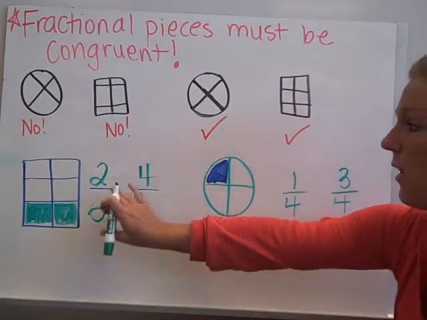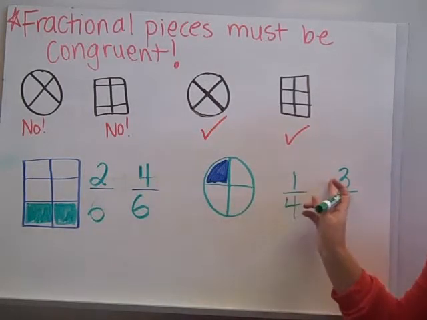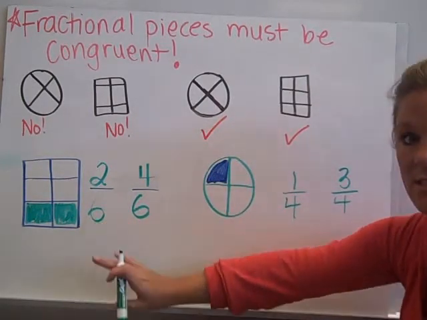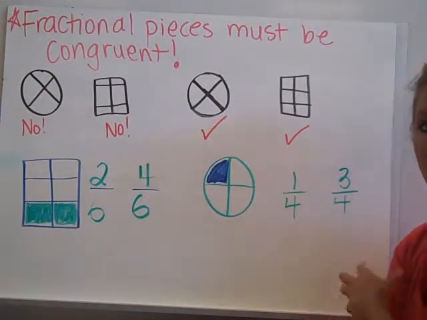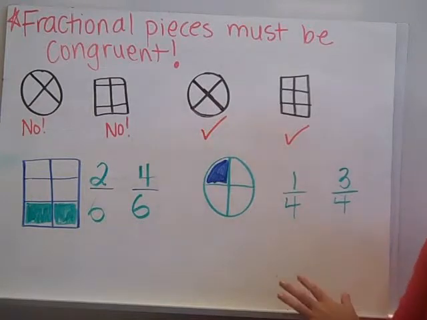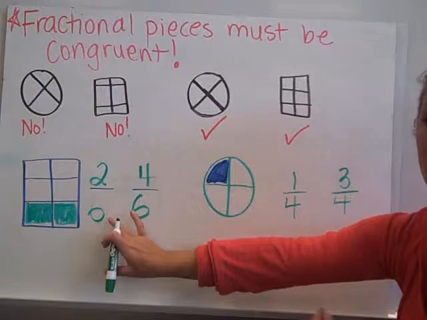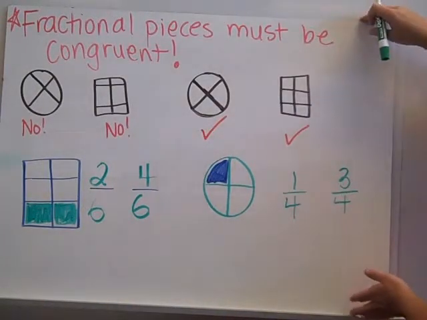Now you will always say the numerator as its number, so 2, 4, 1, 3. You will always say the denominator as sixths, fourths, thirds, halves. We'll get the language as we go. But just know that the numerator is said as its number. The denominator is always said in sixths, halves, and so on.